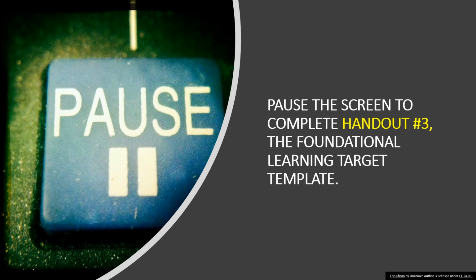At this point, we would like for you to pause your screen and take out handout number 3. You will use handout number 3 in your next work session. You will use this template to unpack your standard so that you can write a foundational learning target. Remember, whether you are working with a partner, working with a group, or working with a team of colleagues from your school, we ask that you discuss the information that you have written on your template and share it with your group. That way, we can all increase our learning. Have a great work session.